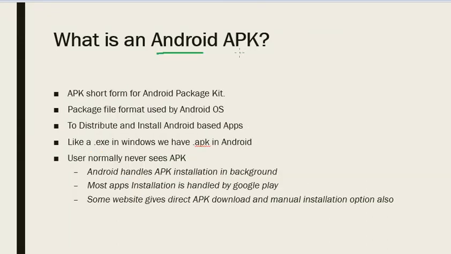What is an Android APK file? An APK file is just like an executable you have on Windows. If you want to install a software application, anything on Windows, you have an executable file. In the same way, if you want to install something on an Android device, you have an APK file. A normal user doesn't see this APK file, because we have a Play Store for it.